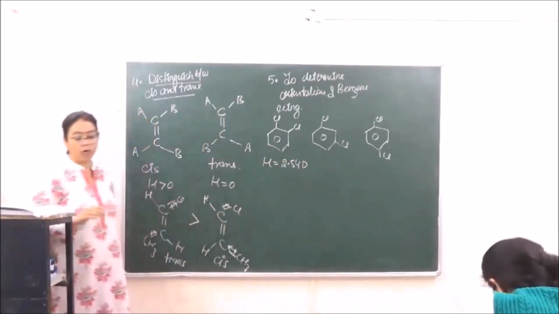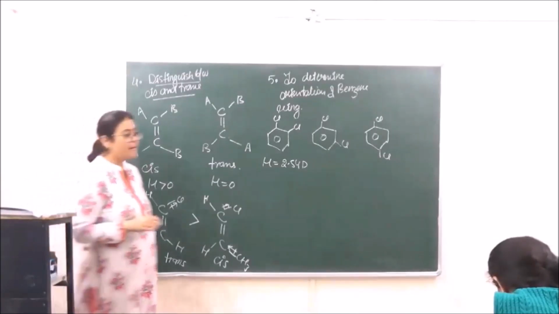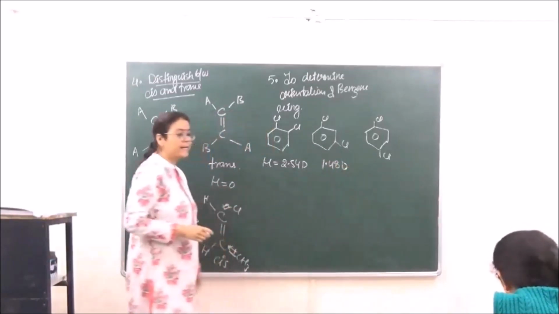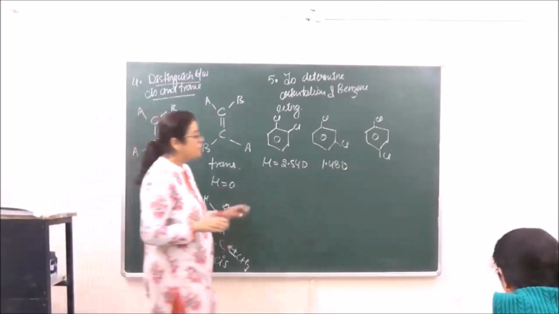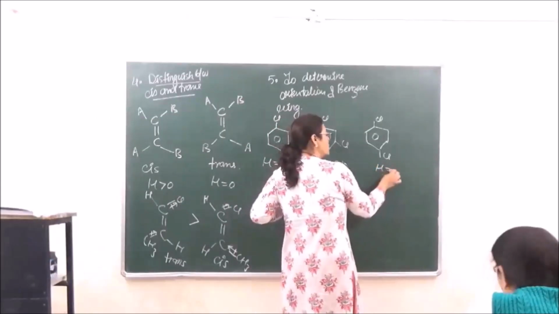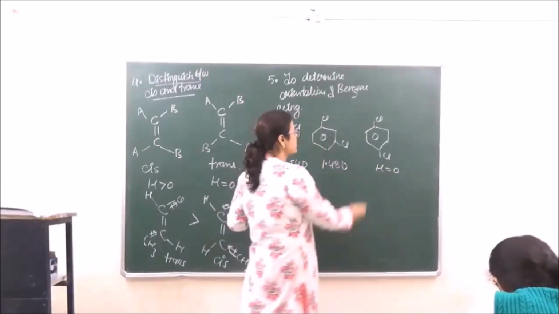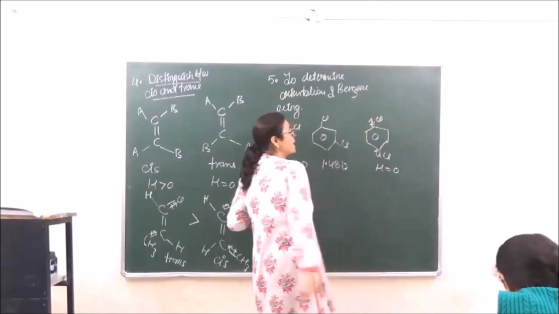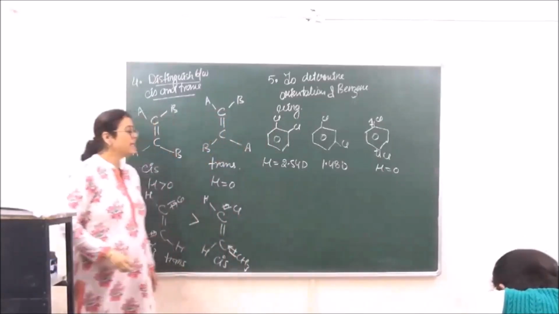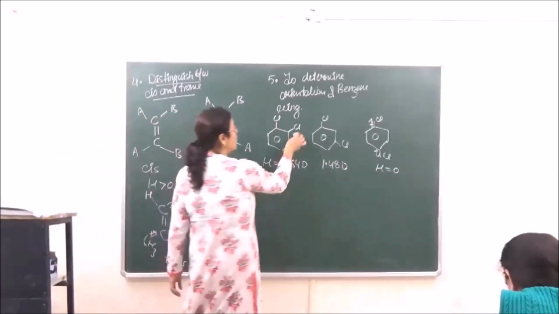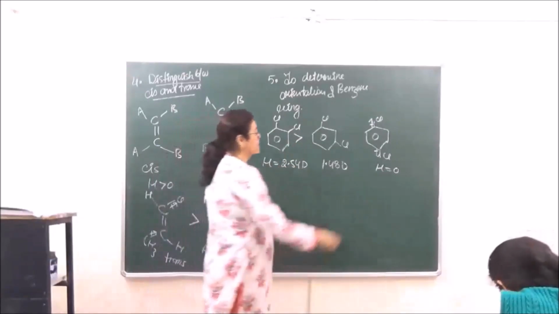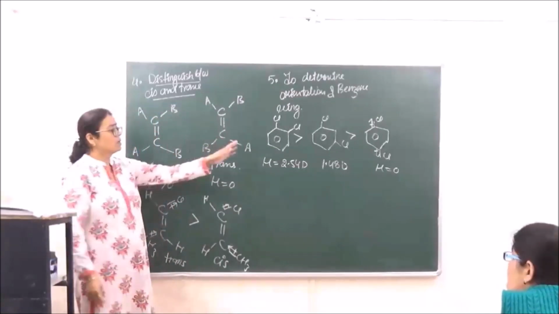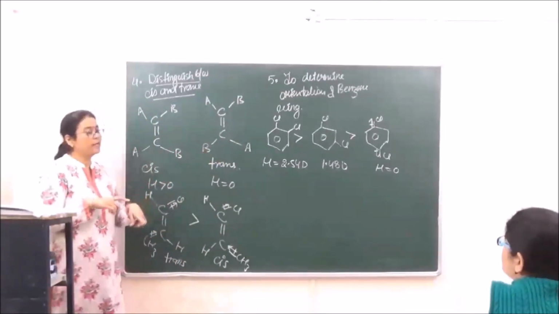It is 2.54 D. For meta, it is 1.48 D, and for para, mu is going to be equal to 0. Why is this happening? Because chlorine is more electronegative, so the dipoles are directed towards opposite sides. So this you need to remember, that the dipole of ortho is going to be maximum, then para, and then meta. We will come back to these two points when we do organic chemistry.